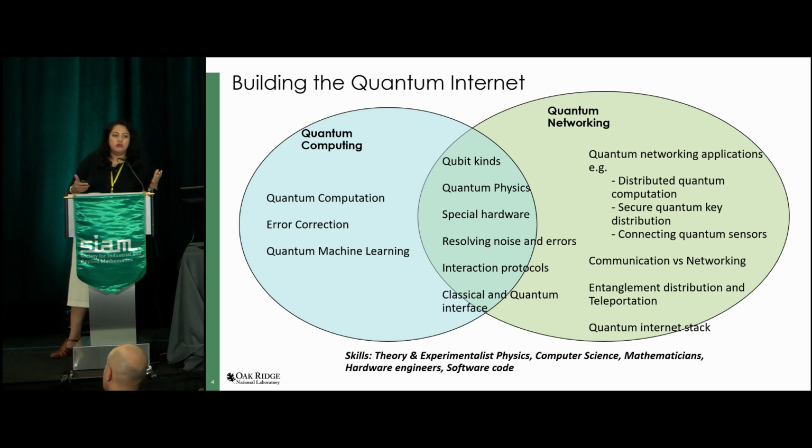And then in quantum networking itself, we're more focused on what kind of applications can be done. Entanglement distribution, how do you link different sources together, and how do you actually teleport one qubit to the next? And then what is the future quantum internet going to look like?